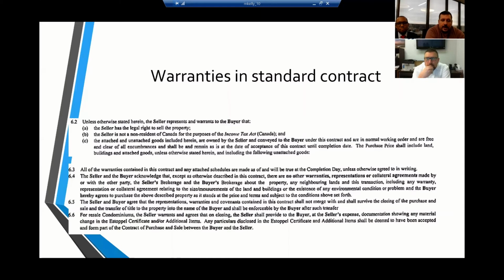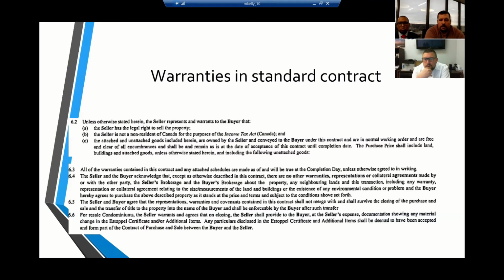Beyond that, there's a whole bunch of language in 6.3, 6.4 and beyond that talks about how the contract doesn't contain any other representation, warranties, or agreements unless otherwise specified. And then there's some language about the size and measurements of the buildings and the environmental condition. They also note that the reps, warranties, and covenants shall not merge, which just means that you can rely on them beyond closing. If, for example, it's been incorporated in the contract and you later find out that something is rented when you thought it was bought, that would be an example of something that would continue on post the closing.